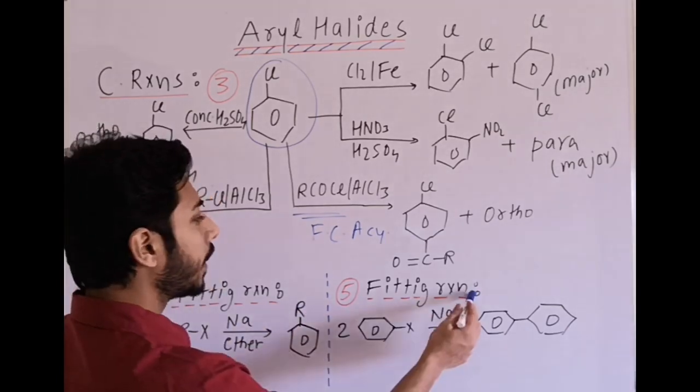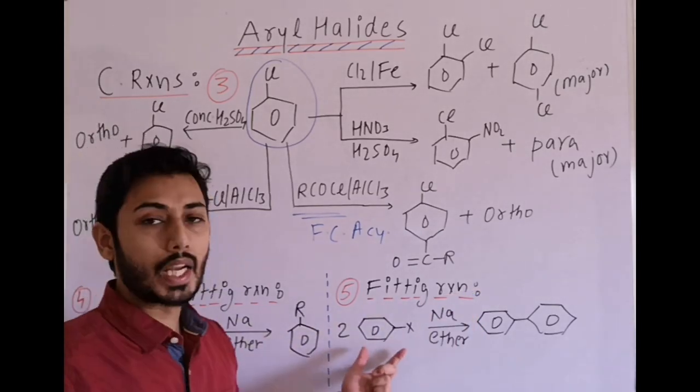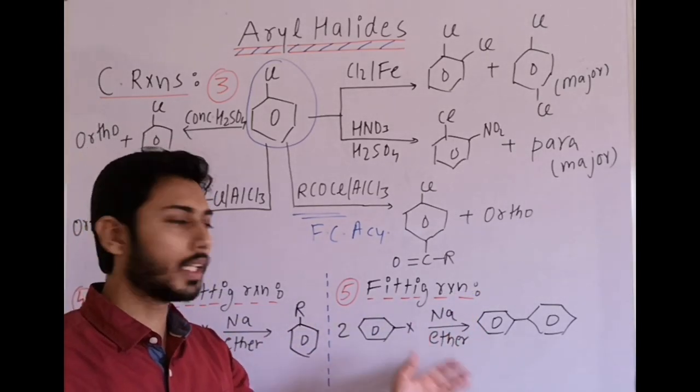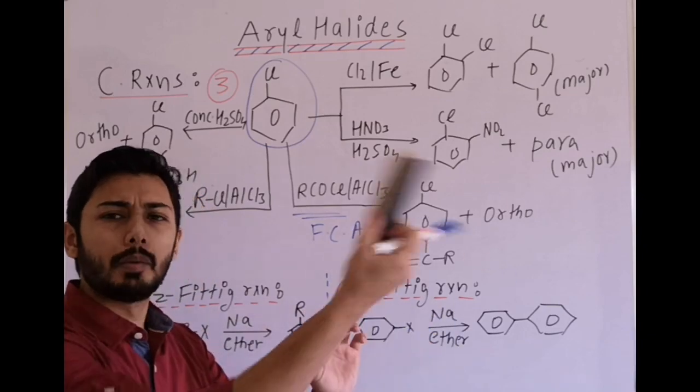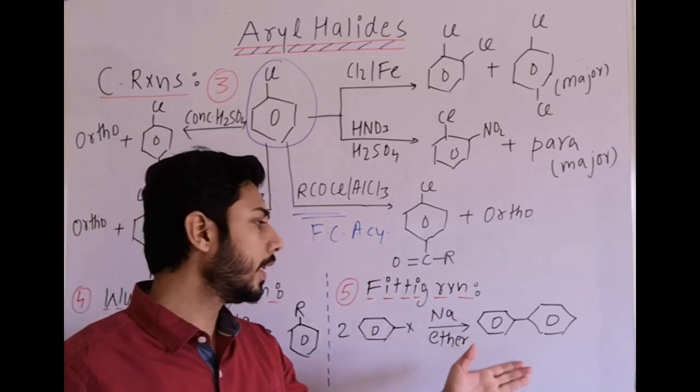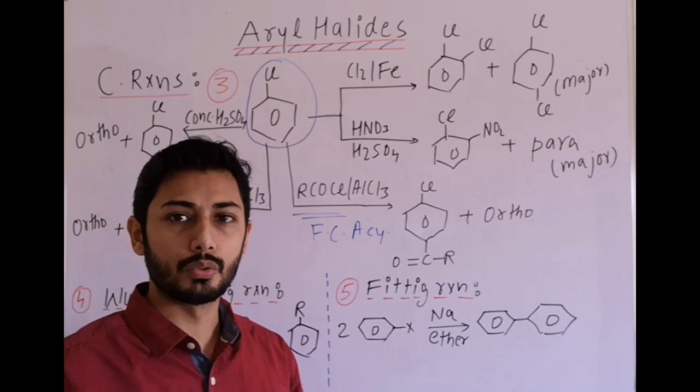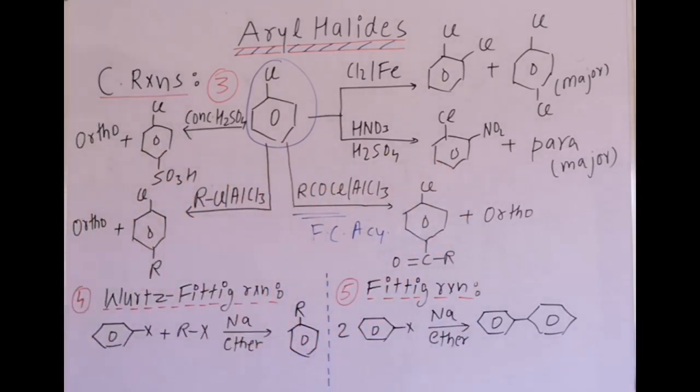Next reaction is the Fittig reaction. So here we take only aryl halides with sodium in ether. Again two rings combine, maybe by the formation of free radical intermediates, and we get biphenyl. So these are the chemical reactions of aryl halides.